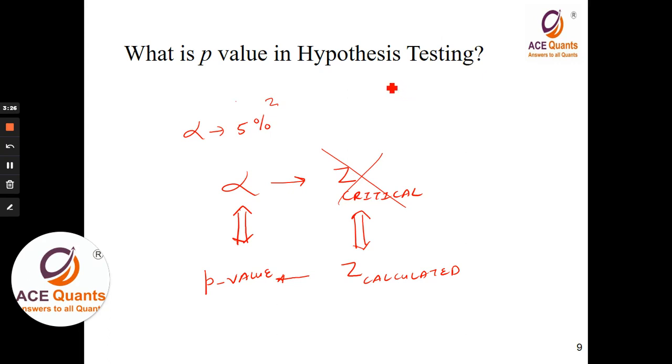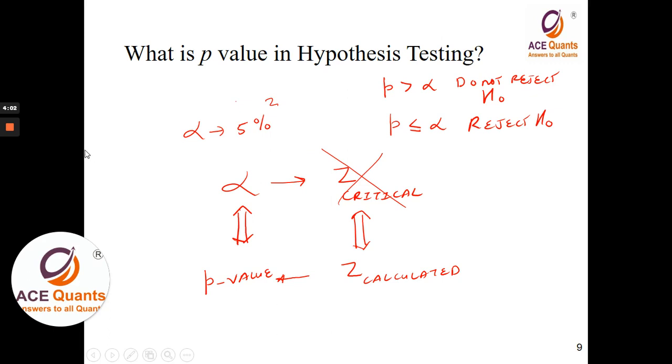Now what is this inference that I am talking about? If the p-value is greater than alpha, do not reject H0. But if the p-value is less than or equal to alpha, I am going to say reject H0. So how do I use the p-value approach? The p-value, if given, you compare it with the level of significance alpha. If the p-value is greater than alpha, you do not reject the null hypothesis. But if the p-value is less than or equal to alpha, you are going to reject the null hypothesis.